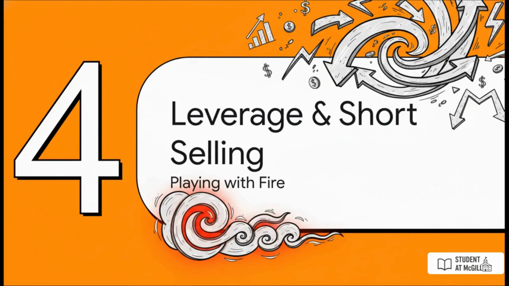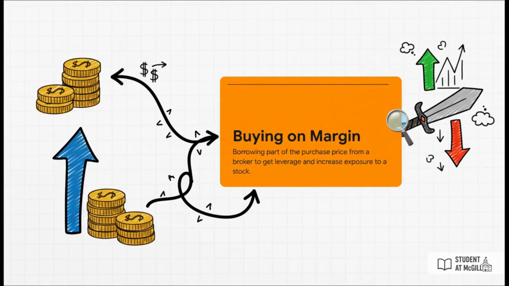But, as the slide says, you're kind of playing with fire here. First up is buying on margin. In simple terms, this is when you borrow money from your broker to beef up your investment. So if you have $1,000, your broker might lend you another $1,000. Now you're controlling $2,000 worth of stock. This is called leverage, and it's a very, very powerful double-edged sword.